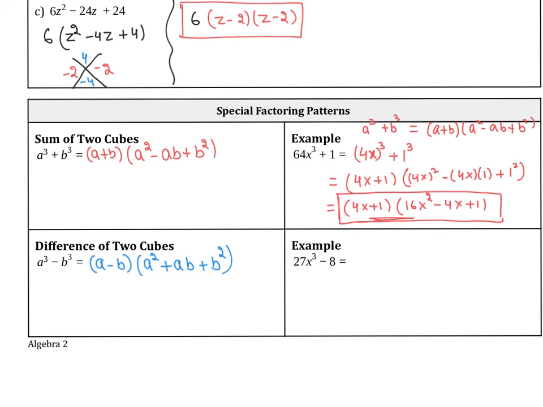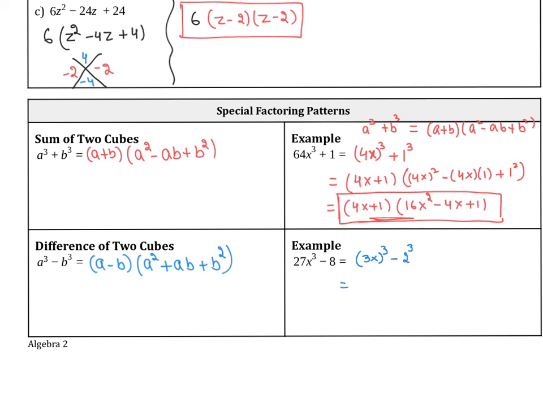Next, I'm going to use the difference of two cubes, which is a cube minus b cube. When you expand it, I got the formula that we already discussed, that is a minus b times a squared plus ab plus b squared. First of all, we need to write this in the form of a cube minus b cube. So I'm going to use 27x cubed as 3x cubed, minus, I'm going to use 8 as 2 cubed.